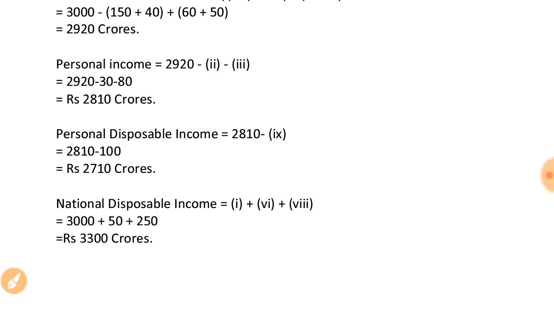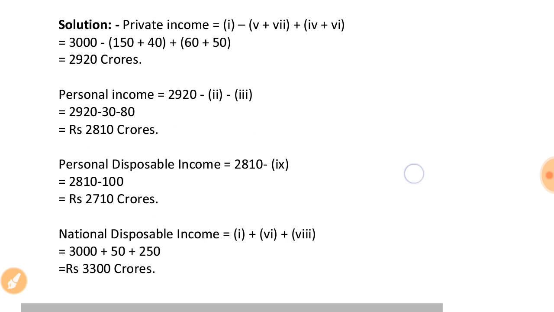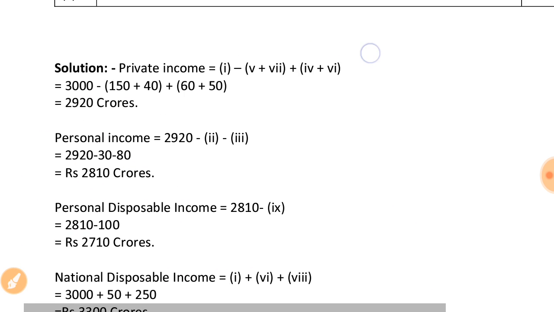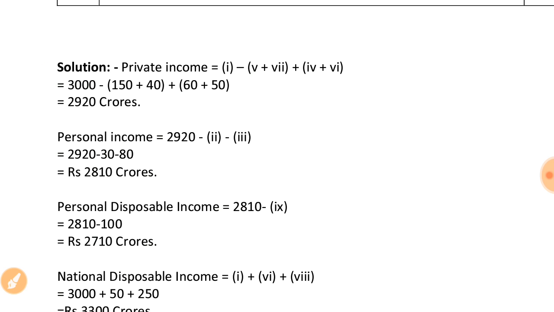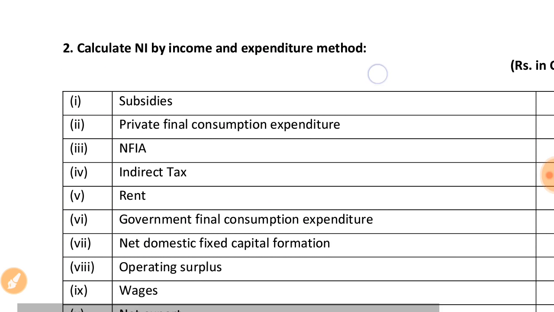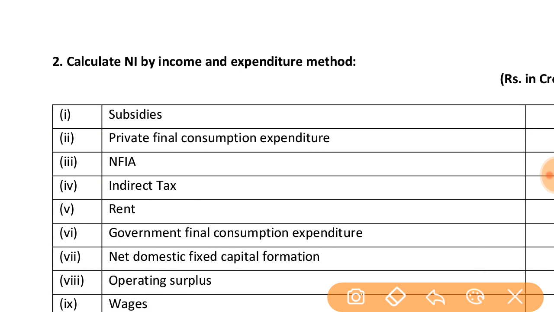So after this, whatever formula we use here, this formula is already given in your book, but according to the question we have to modify the formula. So here the next question is given: calculate national income by income and expenditure method. So here first, what is given?